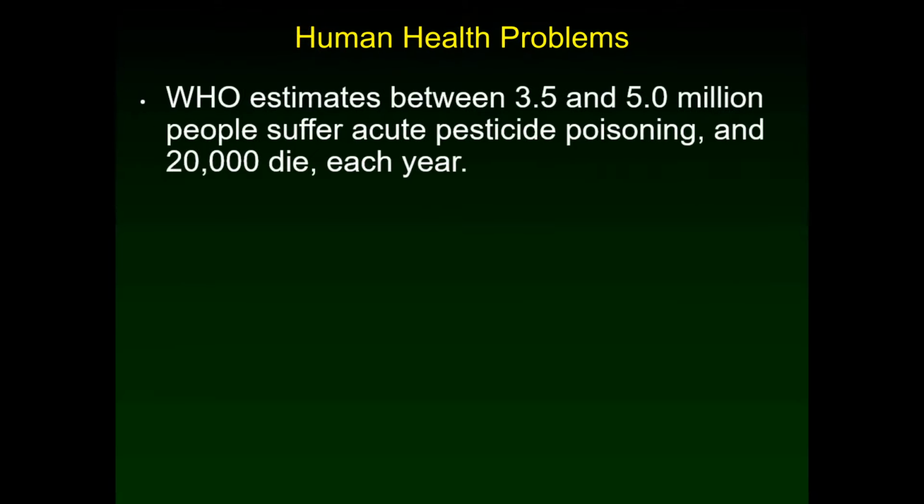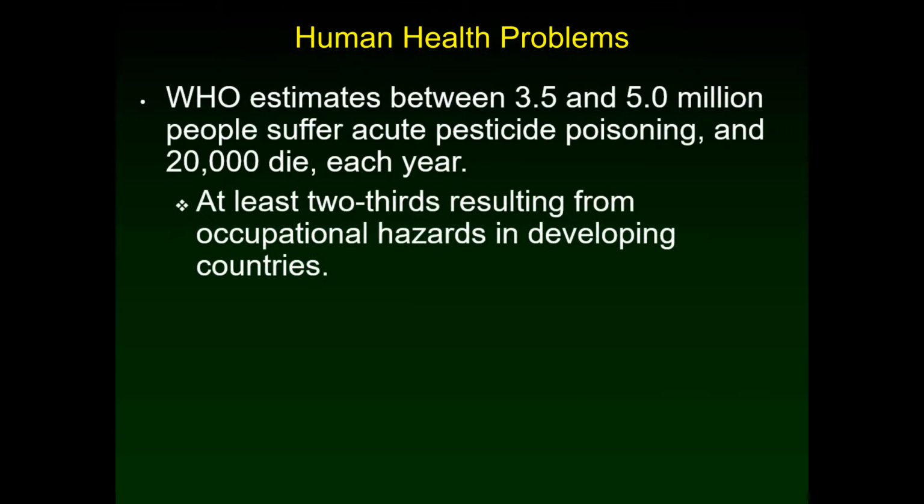So the big thing that this counts into is human health problems. We tend to be pretty self-centered, so how does this actually affect us? Well, the WHO estimates that 3.5 to 5 million people suffer acute pesticide poisoning, and around 20,000 die each year, at least 2/3 resulting from occupational hazards in developing countries. What this means is 2/3 of them being people that actually work on the farm.